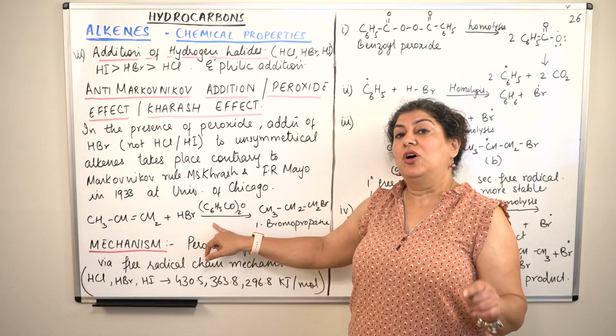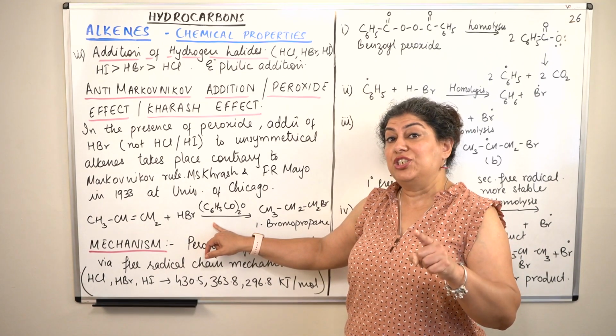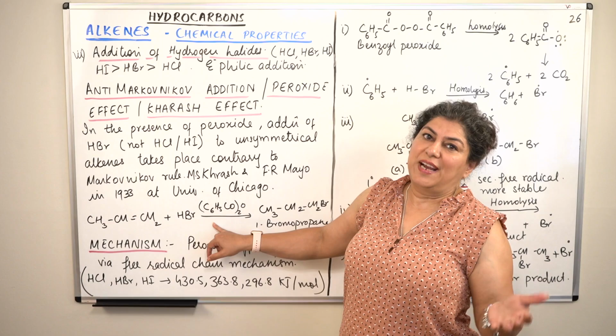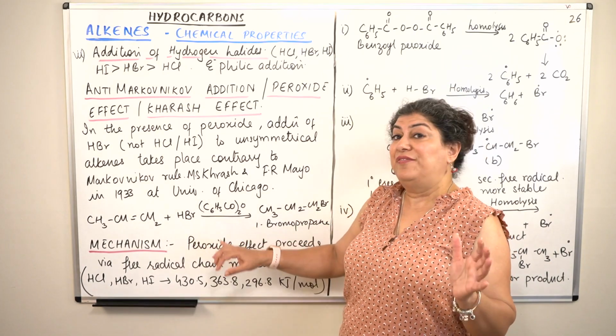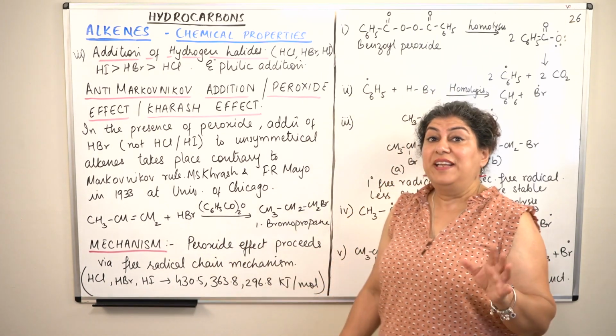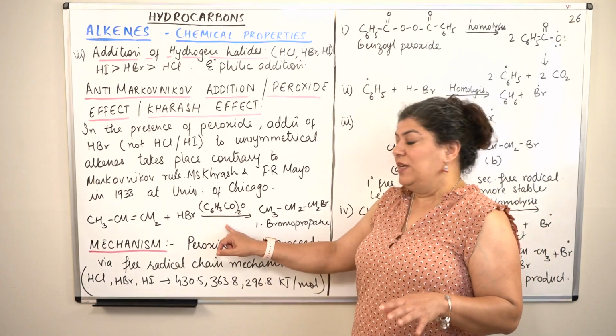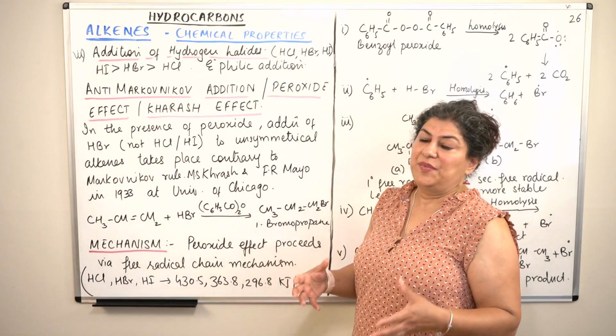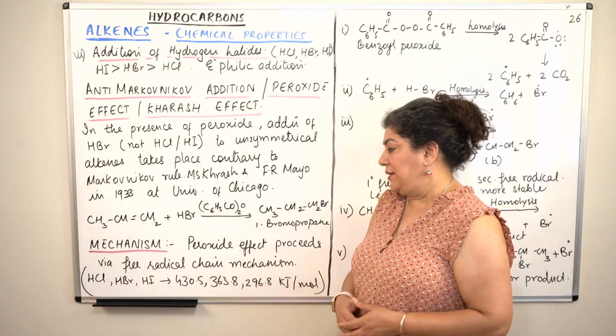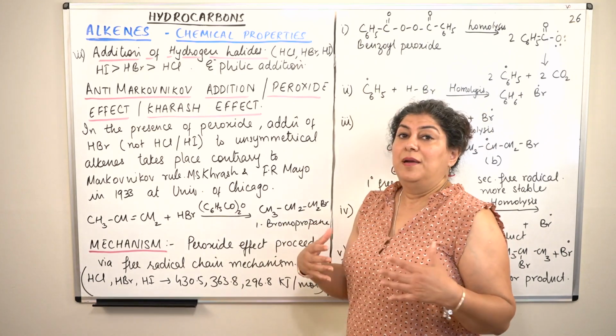Anti-Markovnikov addition does not take place by electrophilic addition. The mechanism of reaction is different. So this is a free radical mechanism. It's a free radical addition. Therefore, the mechanism is different, and that's the reason why you get a different product. So what is the mechanism?